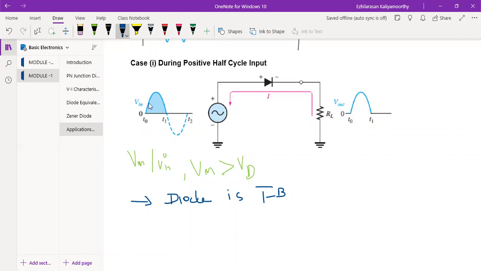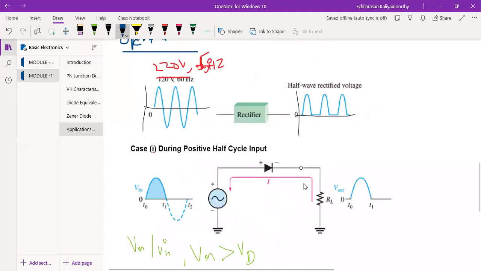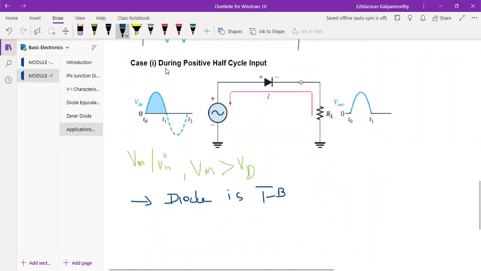Whatever the input voltage we have, the same thing I'll get at the output, across your load here. The current will flow in this place. So the diode is forward biased. I hope you have understood now. So case number one, during the positive half cycle of the input, the diode will conduct, in the sense the diode will be in the forward bias condition. Then at the output we get one half cycle.